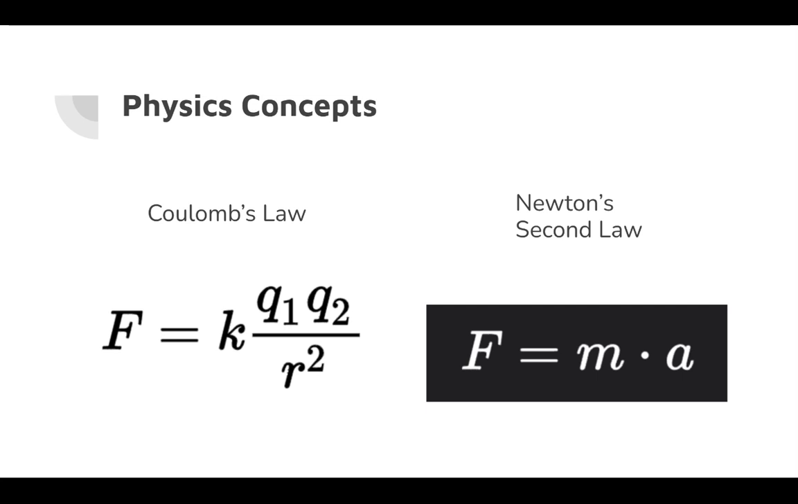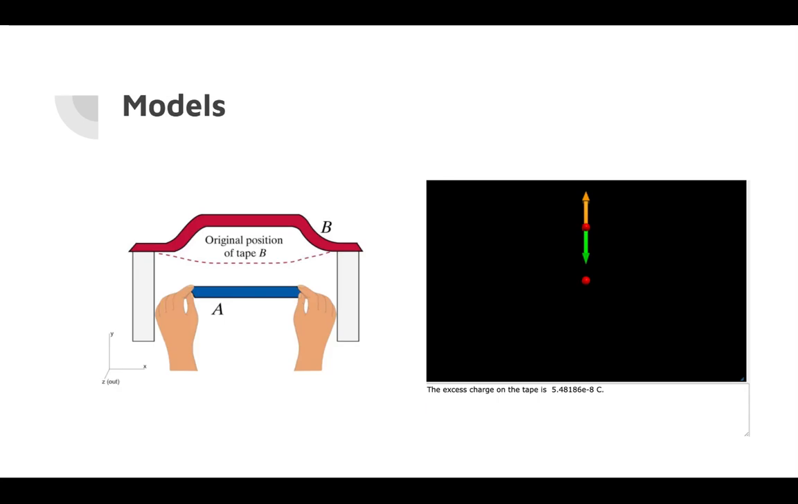The next concept we used is Newton's second law, which describes the force on an object using its mass and acceleration. Two models are shown here of the experiment, the one on the left being the tape experimental model of how the tape was positioned and what happened during the experiment. The one on the right models the two pieces of tape as point charges and shows the forces acting on the upper piece of tape, tape B, shown in the left-hand model.